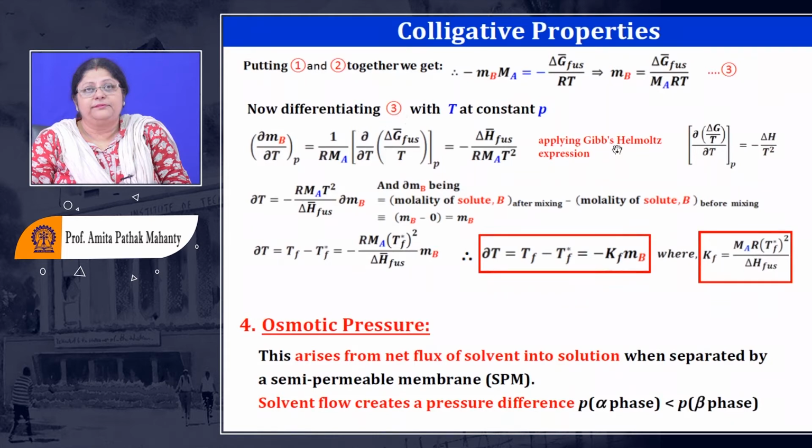Now again we apply the Gibbs-Helmholtz condition. According to the Gibbs-Helmholtz condition, the derivative of delta G by T with respect to temperature at constant pressure should be equal to minus delta H by T square. So here, since we are dealing with molar quantities, I get the molar heat of vaporization. So if you write this, what do you get? You get a minus sign here, and if we are looking into the conditions of molality, again I have said that before mixing and after mixing the molality does not change. So the change in molality becomes equal to the molality of the solute which you have taken.